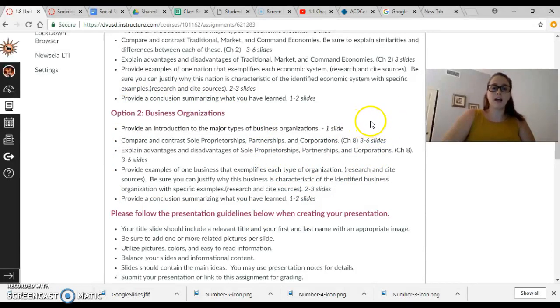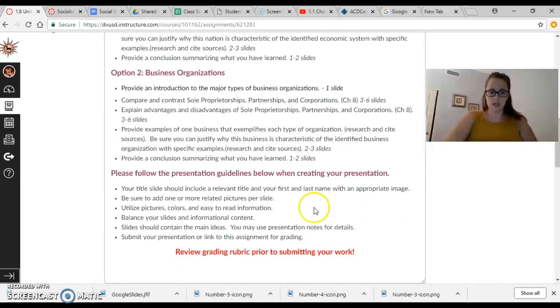So provide an introduction to the major types of business organizations. Compare and contrast sole proprietorship, partnerships, and corporations. You also want to explain the advantages and disadvantages of those three. Provide examples of one business that exemplifies each type of organization. Research and cite, because you'll need to back up and justify why this business is characteristic of the identified business type, okay? The business organizations. And then provide a conclusion summarizing what you have learned, again, for those big takeaways.